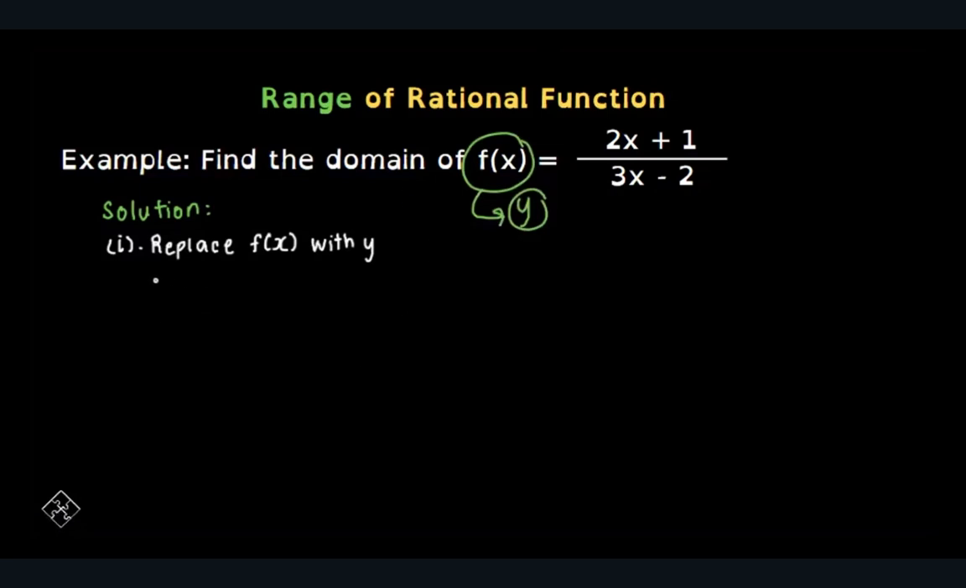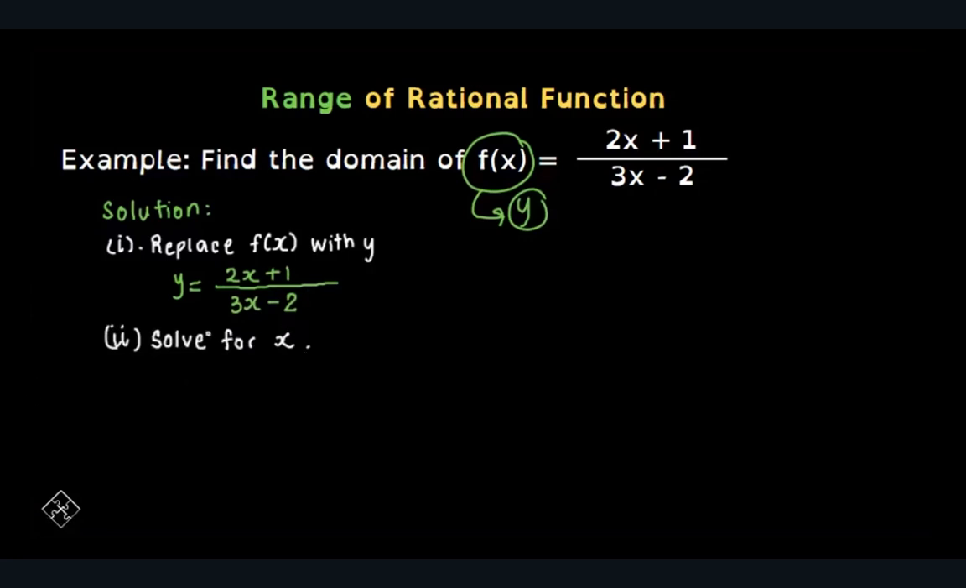Okay. So, yung ating original equation magiging y equals to, okay, 2x plus 1 all over 3x minus 2. Okay, so that is the first step. Now let's proceed to the second step. For our second step, to find the range, we will solve for x. Okay? So, solve na natin yung x dito.